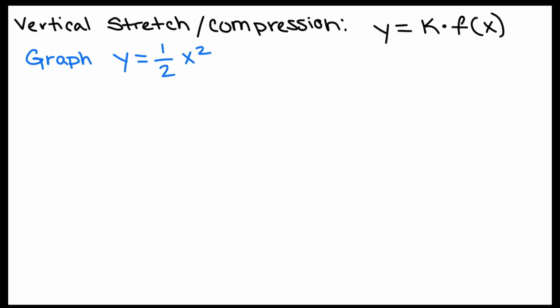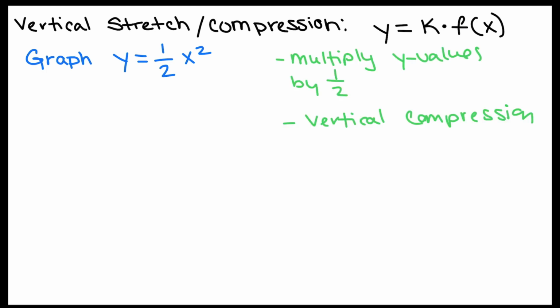All right, what if we want to graph y equals 1/2 x squared? This is another output transformation because the 1/2 is outside of our function. So we're going to do exactly what it says to our y values. In this case, we'll be multiplying our y values by 1/2. If you're multiplying your y values by a number that is smaller than 1, you're making those y values smaller, and that's going to give you a vertical compression.